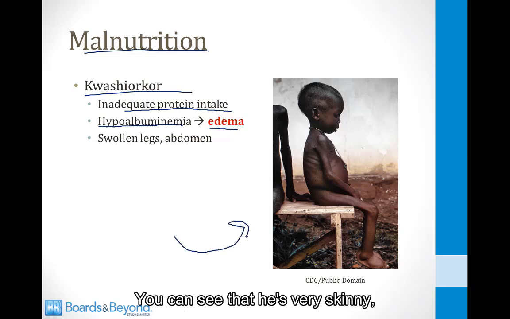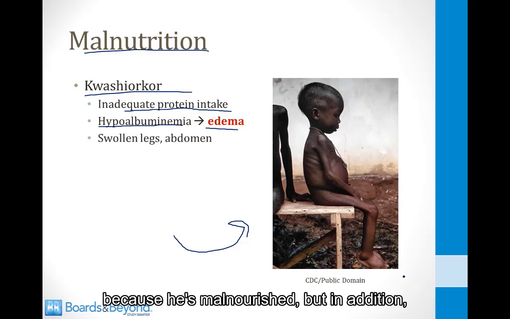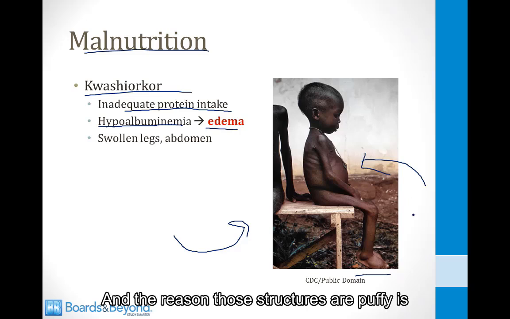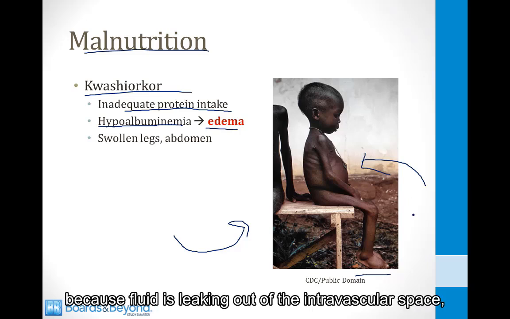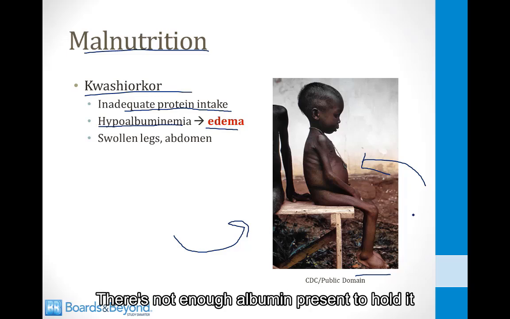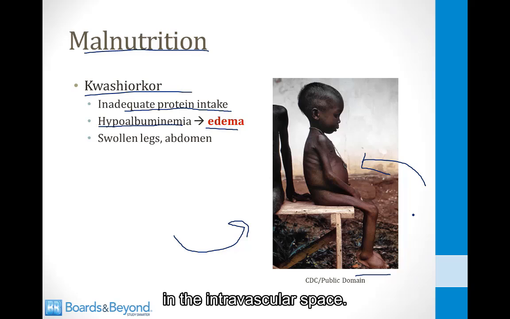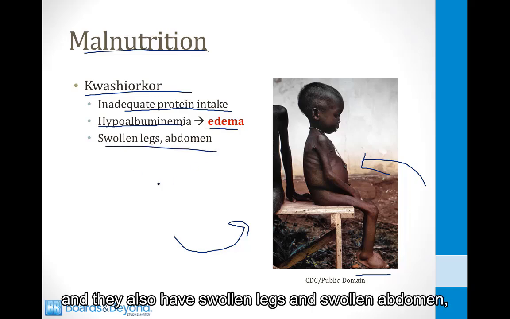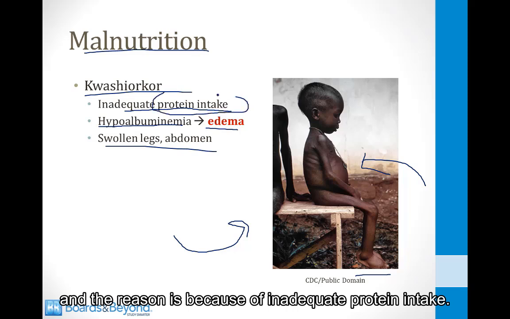You can see that he's very skinny because he's malnourished, but in addition, his feet are puffy and so is his abdomen. And the reason those structures are puffy is because fluid is leaking out of the intravascular space because it can't be held there. There's not enough albumin present to hold it in the intravascular space. So children or adults who have kwashiorkor are very skinny, and they also have swollen legs and swollen abdomen, and the reason is because of inadequate protein intake.